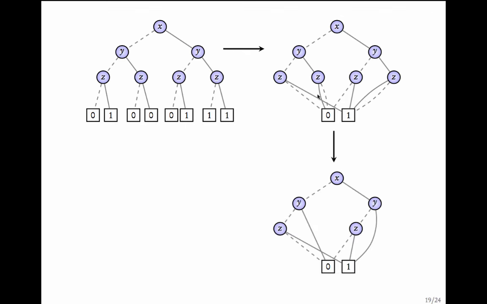So you can remove this z and this z. You are left with this z and this z, but note that the subtrees are isomorphic. Look at this node z and this node z. Its dashed edge goes to 0 and the thick edge goes to 1. Here again its dashed edge goes to 0 and its thick edge goes to 1. So these two are identical. So why do we need to have two representations for them?